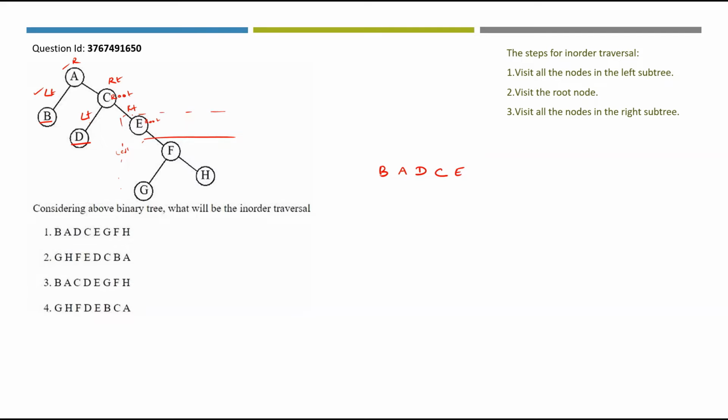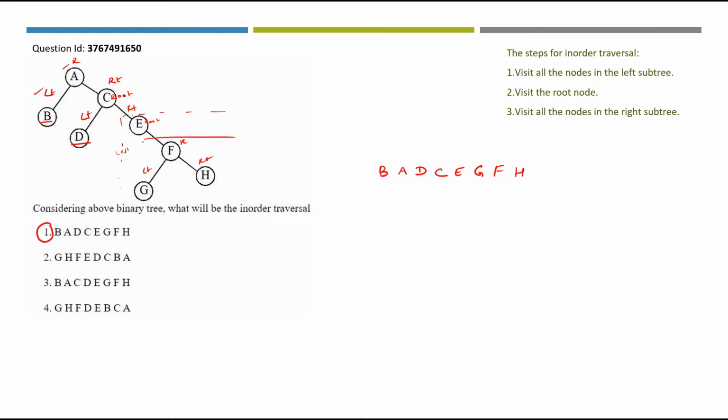So for the right subtree, again you have to go with left, root, right. So what is left here? It is G. What is root? It is F. What is the right? It is H. This is how you have to do in-order traversal. B, A, D, C, E, G, F, H. This is available in option number 1.